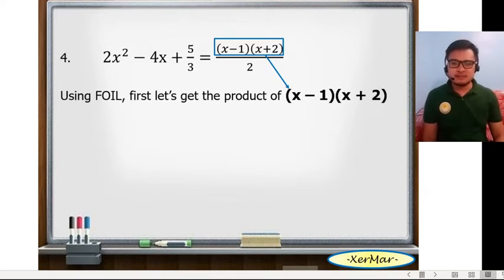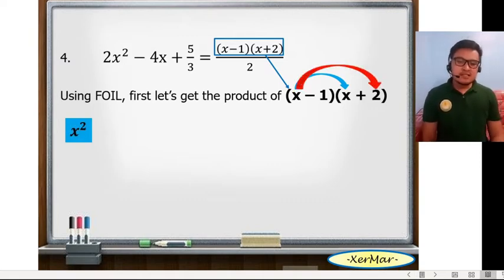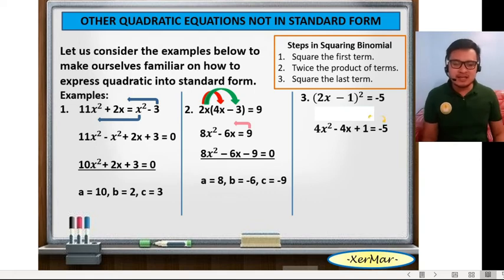Yan. So next, ayan, so may arrow ako, ibig sabihin, i-multiply natin yung x to x. Ano ang sagot? That is x squared. Next, x times 2. Ano ang sagot? 2x. Positive 2x. So, ang bagong equation natin is, we have, yan, may arrow ako, ibig sabihin, transposition yan. Okay, so we have 4x squared minus 4x plus 1 plus 5 equals 0.